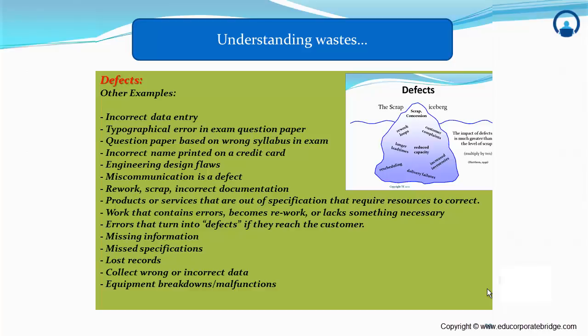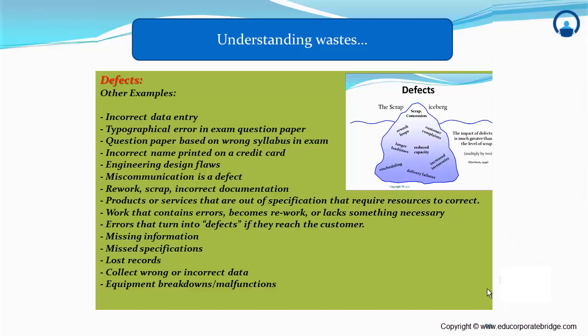All the processes which we have carried out to complete that particular thing will go as waste. Then the products or services that are out of specification and require resources to correct, then work that contains errors or lacks something necessary becomes rework. So when this kind of error is there in the processes, it becomes rework, and we'll have to put in more effort to resolve the issue. We'll have to put in more manpower, and invest money into that.